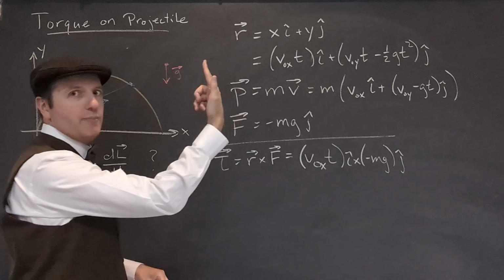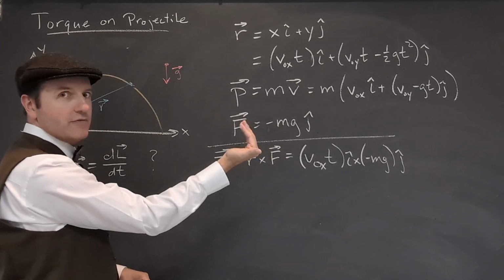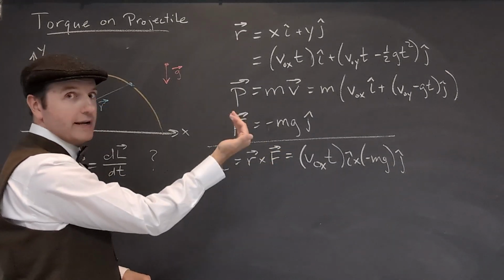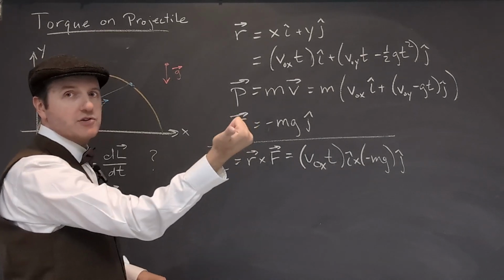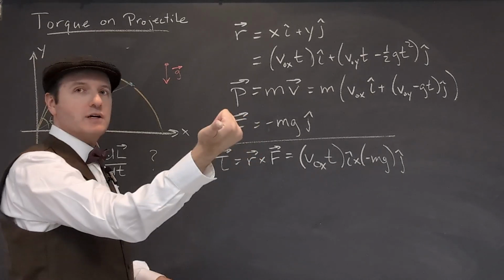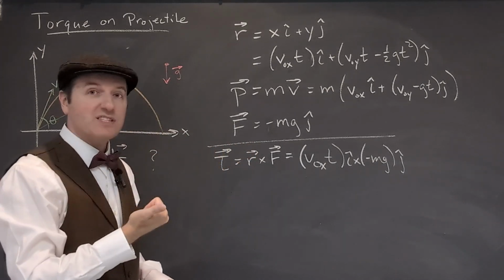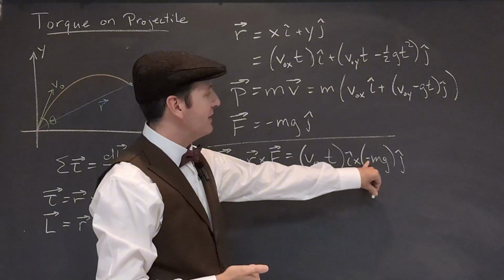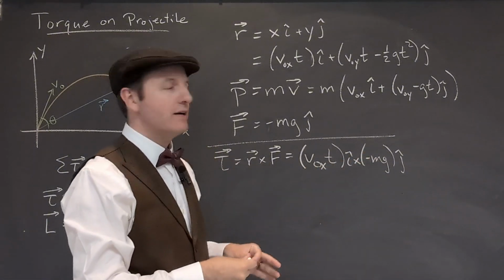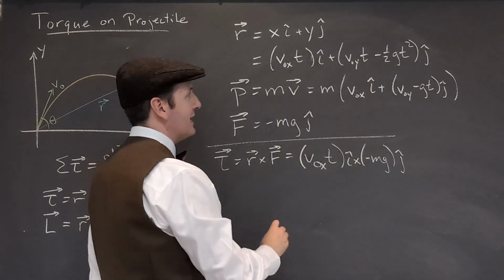j hat is upwards, so bend your fingers upwards of your right hand again, and your thumb will point in the direction of the cross product, which in this case is out of the board towards you, and we call that k hat. That's the positive z direction. There is a minus sign that's already in there, so I'll leave that minus sign there, but i hat cross j hat will just give me a k hat.